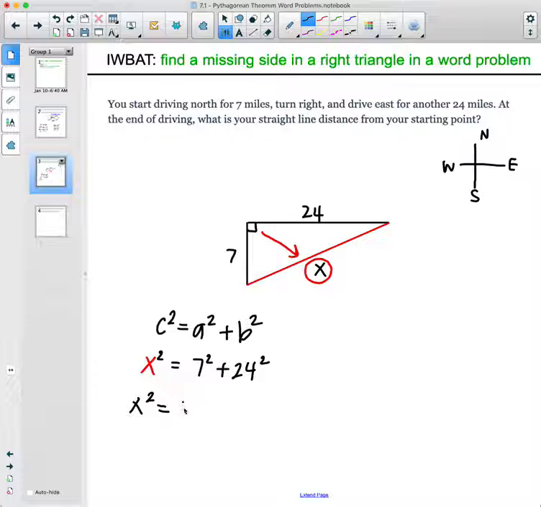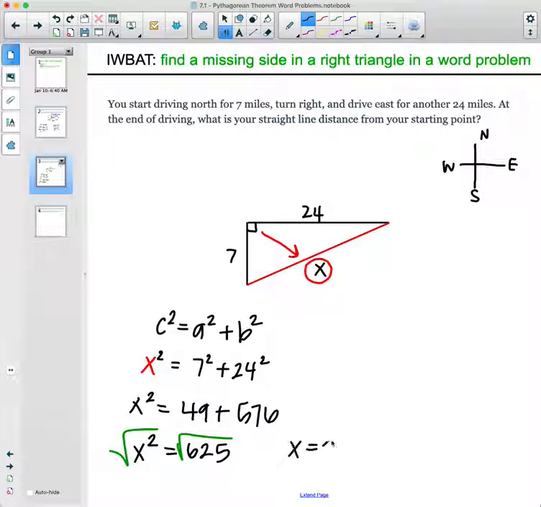7 squared, so 7 times 7 is 49. 24 squared, so 24 times 24 is 576. Add 49 and 576 together, so we get x squared equals 625. To undo the squared, you will square root both sides. The square root of 625 is 25. So our answer here is that we are 25 miles from where we started.